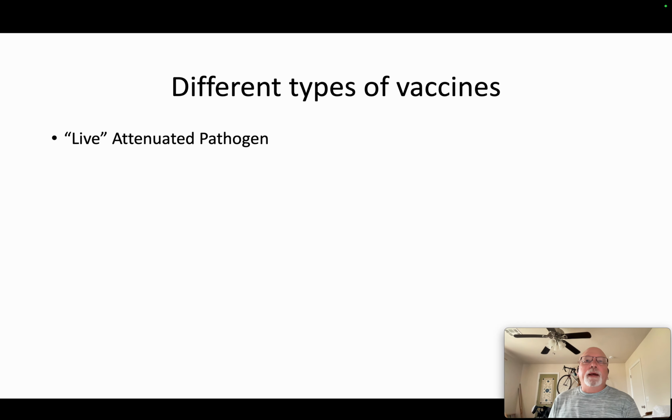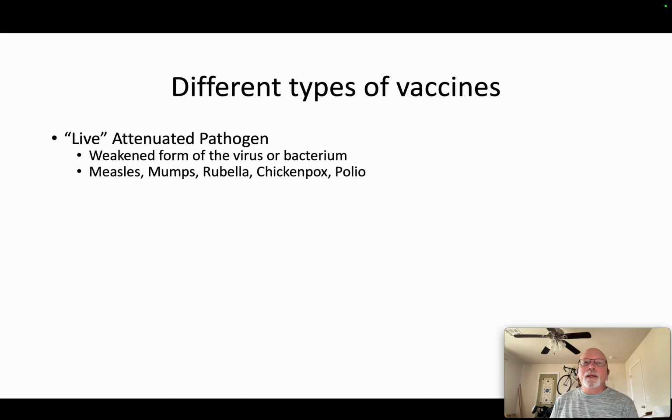So different types of vaccines over the course of history of vaccines are things like live attenuated pathogens. This is a weakened form of a virus or a bacterium. It exposes you to the antigens without actually being strong enough to make you sick. The vaccines of this type are things like measles, mumps, rubella, chickenpox, and polio.